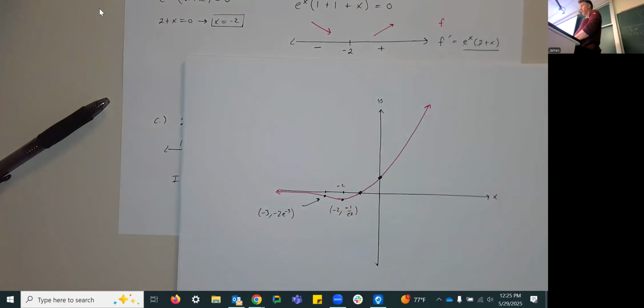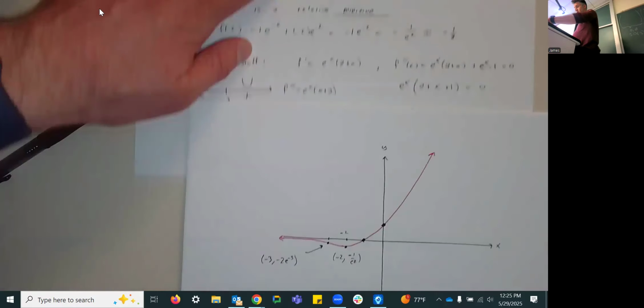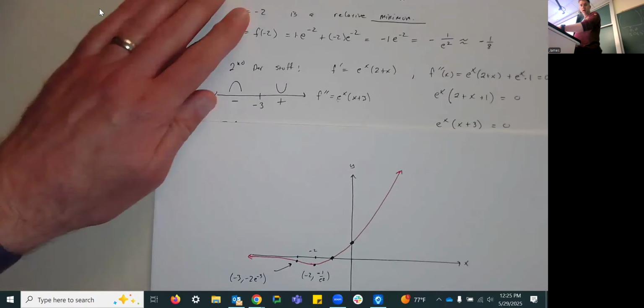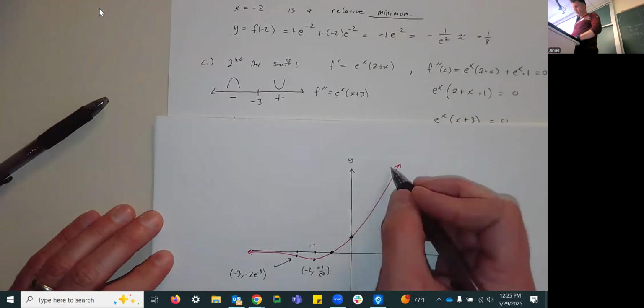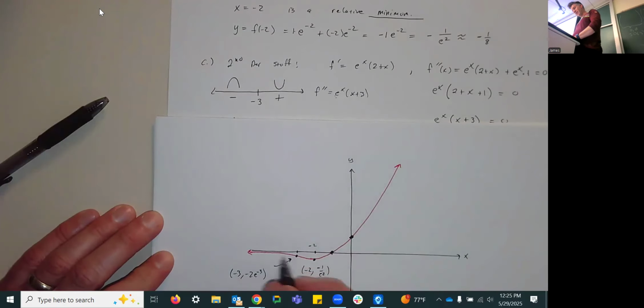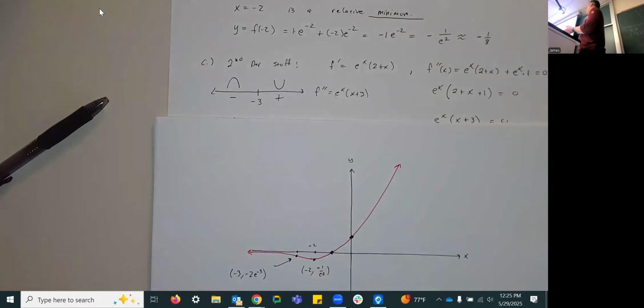And it looks like my concavity is probably right. It's certainly concave up here, right? We can see it's opening upwards. And over here, it's less easy to see, but it is opening downwards. Another way you could think about this. There's actually two ways to think about it.